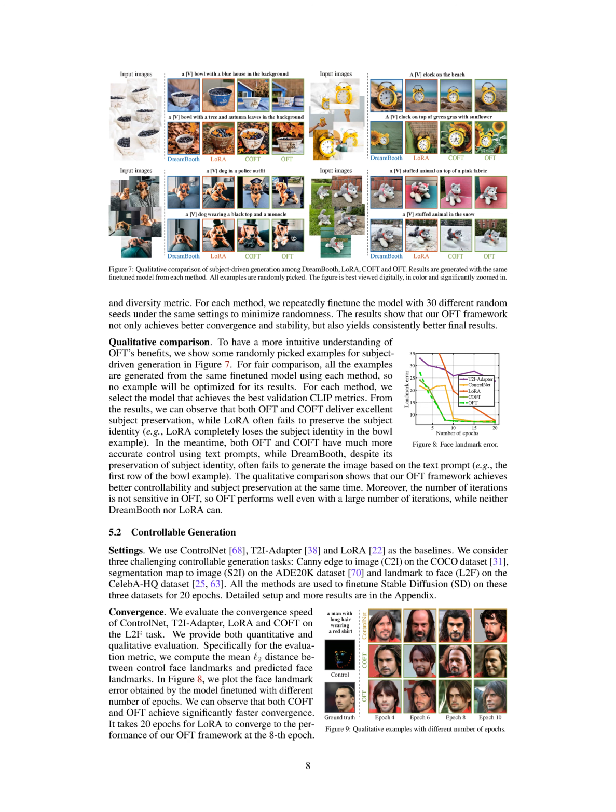Section 5.2 Controllable Generation. In Section 5.2, we discuss the process of controllable generation, using models like ControlNet, T2I adapter, and LoRa as a baseline. We tackle 3 challenging tasks, namely, converting canny edges to images, C2I, on the COCO dataset, converting segmentation maps to images, S2I, on the ADE20K dataset, and converting landmarks to faces, L2F, on the CelebA-HQ dataset. For each task, we fine-tune the stable diffusion, SD, method over 20 cycles. You can find more details and results in the appendix.